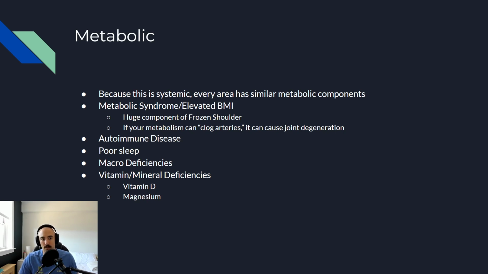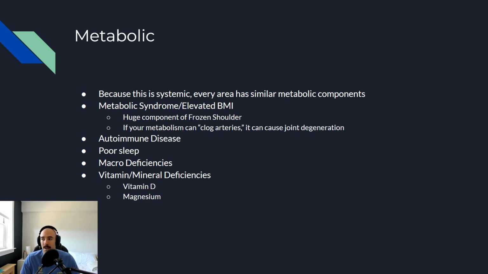Autoimmune diseases can also contribute metabolically to pain. You're obviously looking at something as obvious as rheumatoid arthritis, but something very simple like PCOS, for instance, which more and more research is suggesting there is an autoimmune component to that, can also result in joint pain.